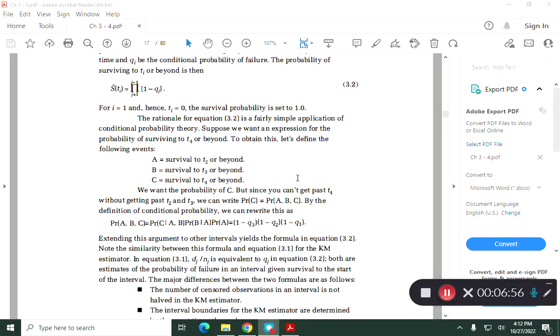So if I said that someone survived all the way to T4, there's no such thing as surviving only T4. He survived T4 and beyond. Because T4 and beyond means what? He must survive T2, T3, and then T4. So to survive C means he survived A, B, C.